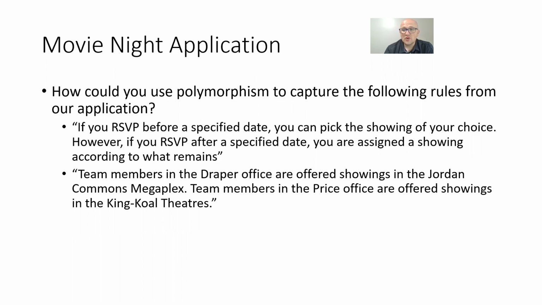So take some time, think about that, write up some code, some classes that use polymorphism to achieve these rules, or whatever rules you can see that you can apply polymorphism to in our movie night application, and send them my way. I'd love to see them.